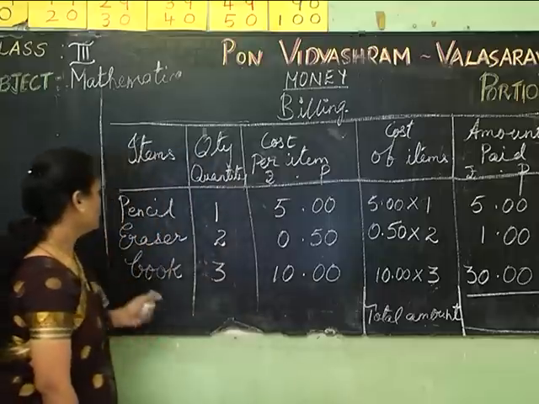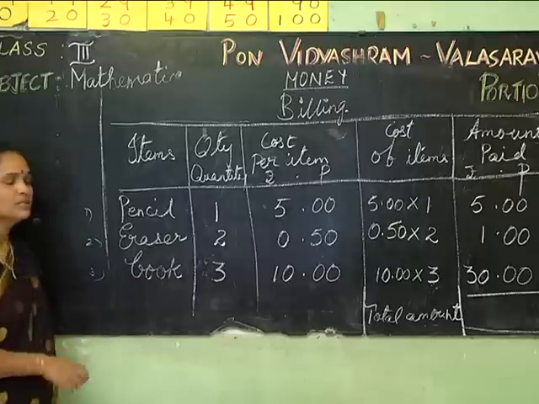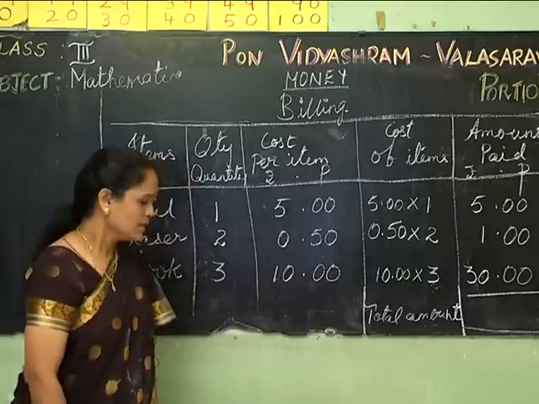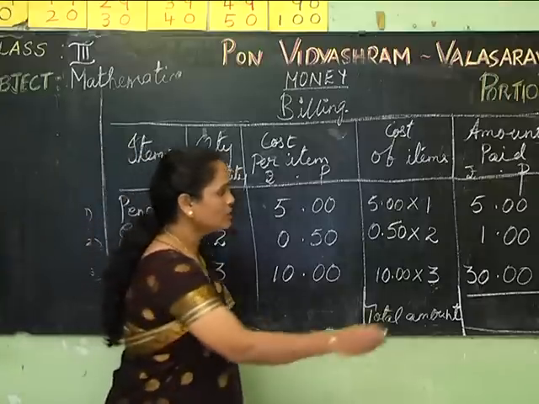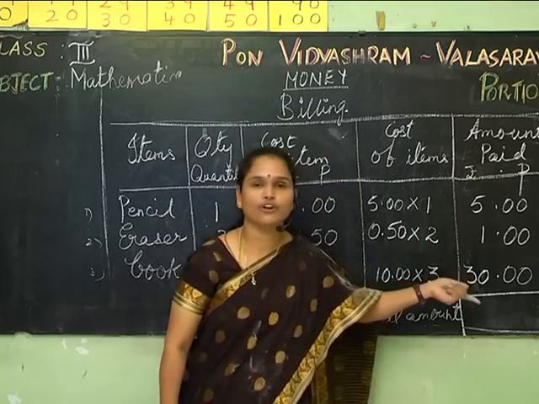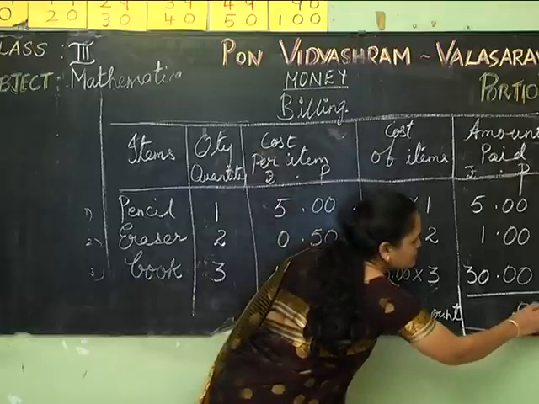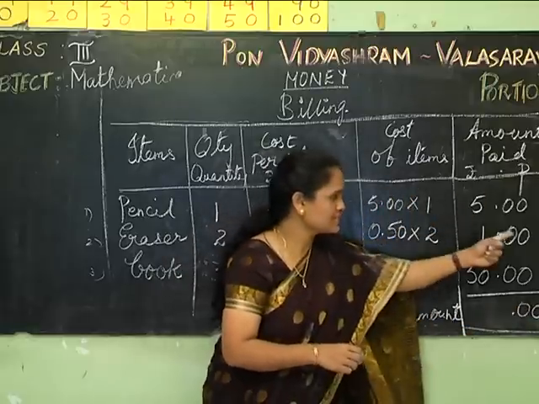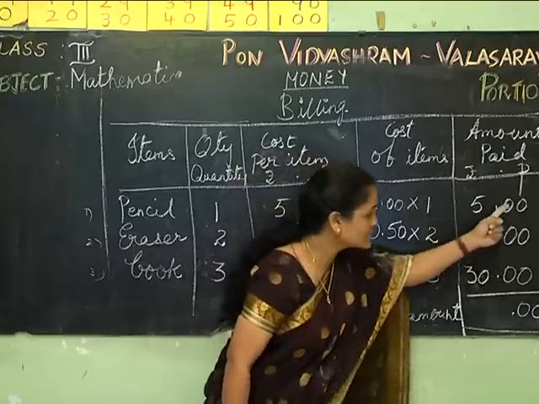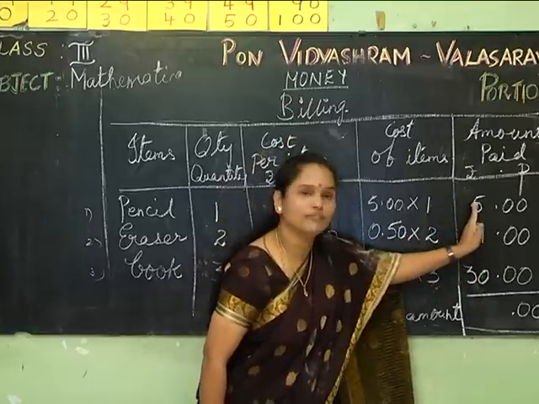Now, you have purchased pencil, eraser and book. Now, how much do you have to pay to the shopkeeper? You have to add all the 3 amounts that you paid for the items. Shall we add, children? Yeah. And nothing has paise in it. It's all rupees. Now, first add paise and then add the rupees from the first side.